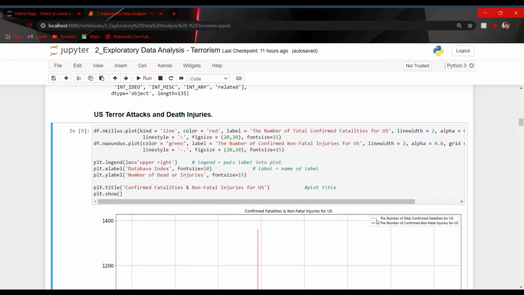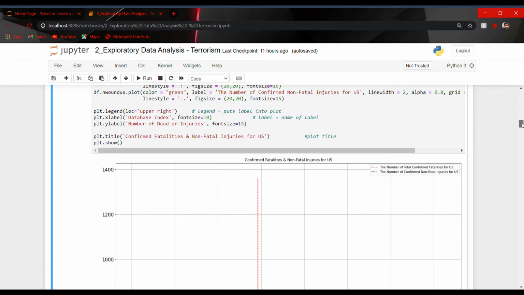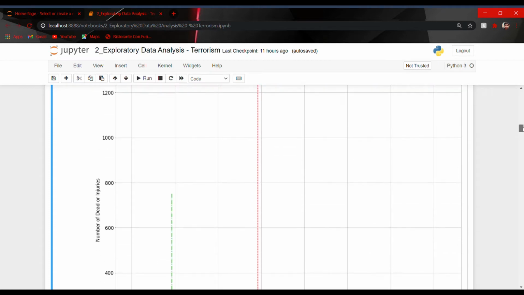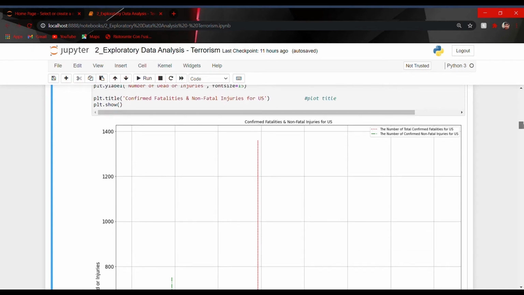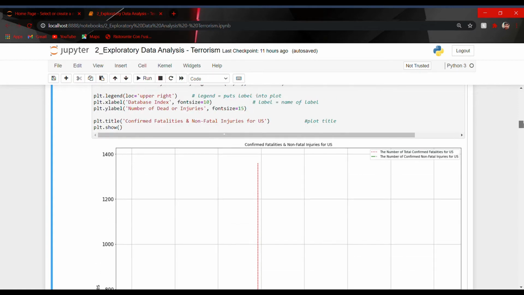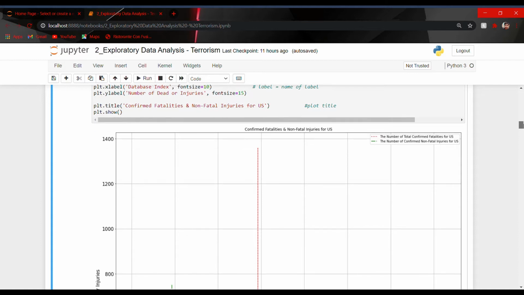Here you can see that this red line represents the number of people who are dead, that they are no more in the terrorist attack, and this green line indicates the number of confirmed non-fatal injuries. That means the people are injured but they are not dead. So here you can see that more than 50% of the people who encounter a terrorist attack are not able to live. The injury which has been caused to them leads to their death.